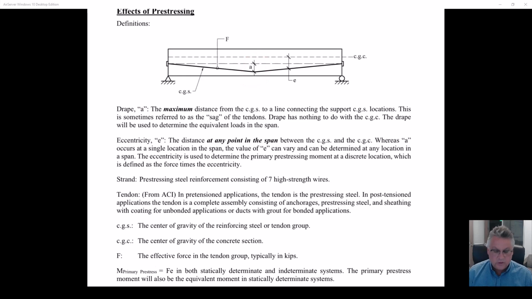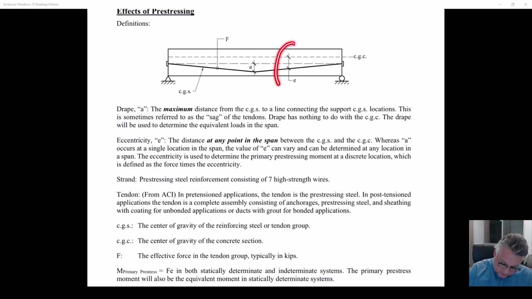The drape of the pre-stressing is its maximum drape between two endpoints. So there's an endpoint, there's an endpoint. Draw a line between those two endpoints, and the tendon is draping between that. The maximum displacement between that line between the two ends we will call A, or the drape. That'll come into some of the calculations we're going to do.